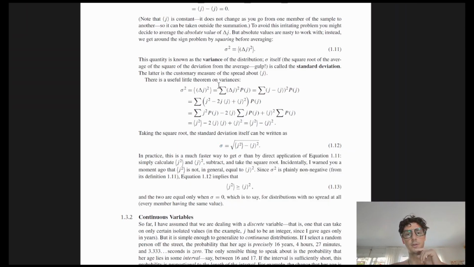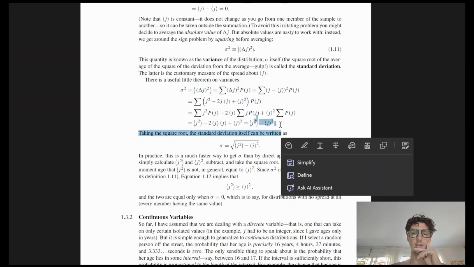There is a useful little theorem on variances. Honestly, guys, if you're interested, you could look at this. I'm not going to go through all this math here. It looks like they calculate this, boom, boom, boom, boom, boom, then they get this.